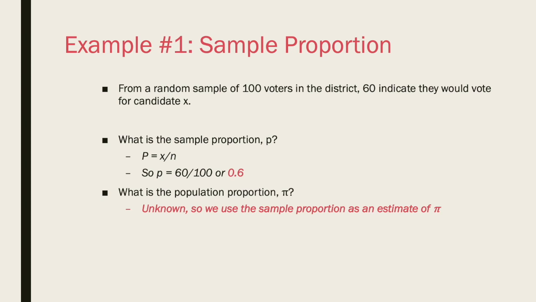What is the population proportion for this example? It's unknown. That's the case where we're going to use the sample proportion as an estimate of pi, which is what we've been doing this entire chapter. When we don't know something about the population, we use our sample as an estimate instead.